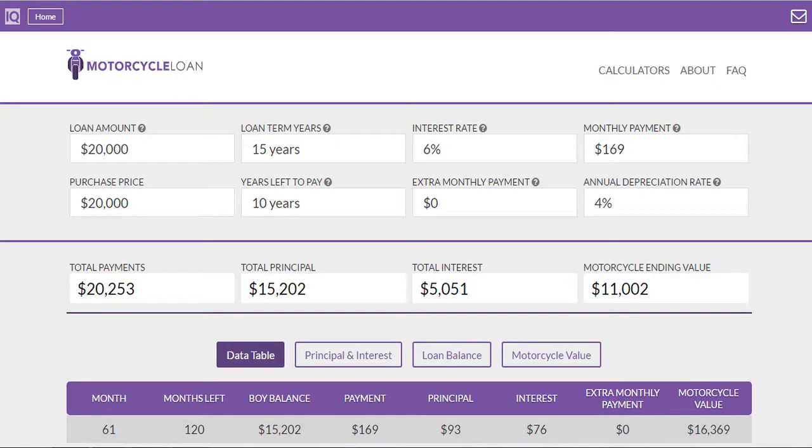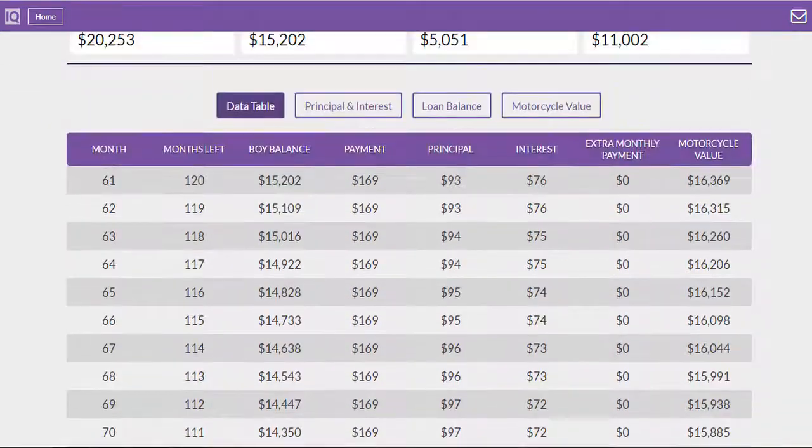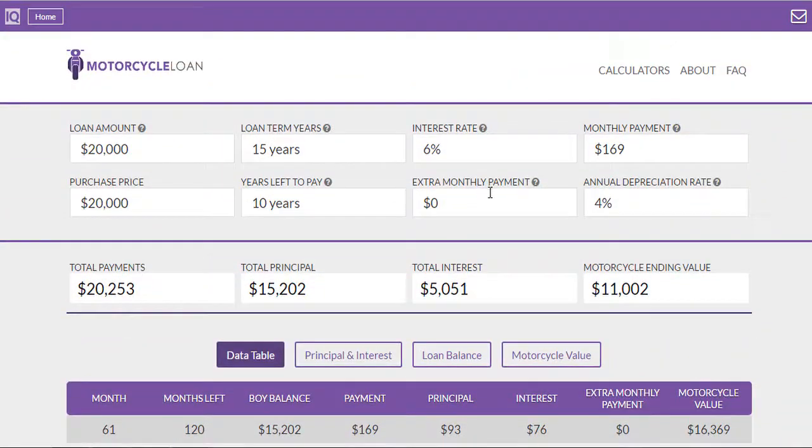Lastly, there is the extra monthly payment field. This field is there so that if the user wants to pay off their motorcycle loan each month with extra payments, they can enter that in this field. This will update your information in the table to reflect the changes.